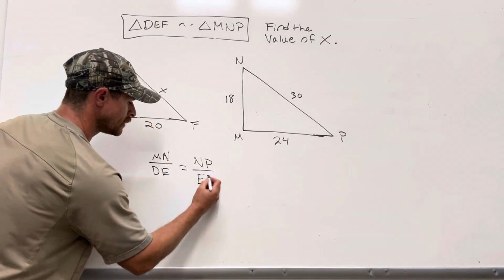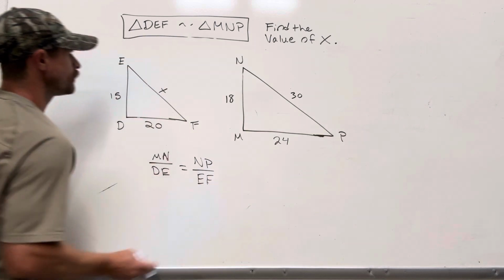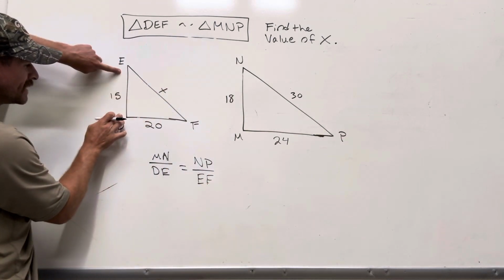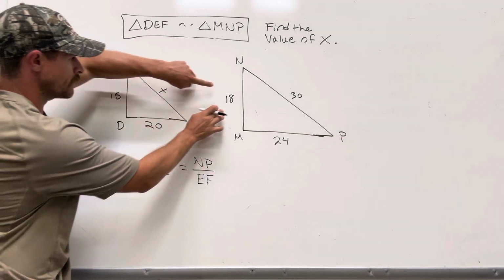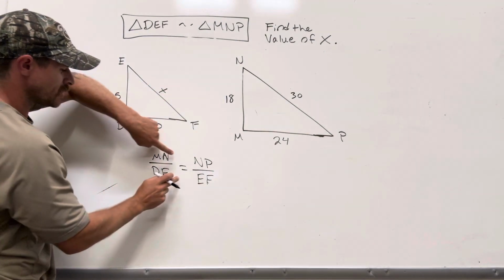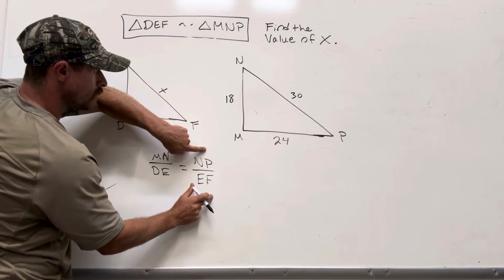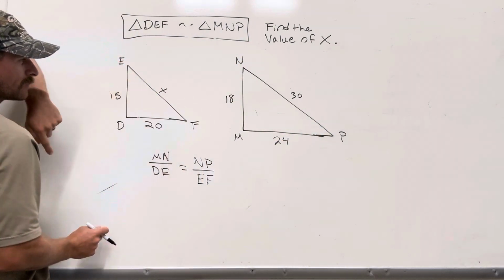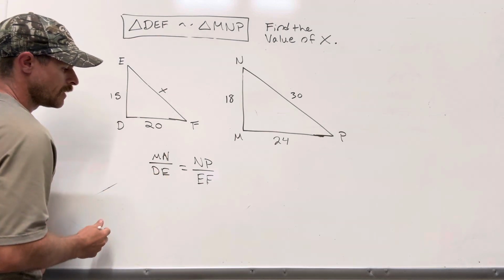So one more time, let's take a quick look at that. We've got this side length right here corresponding to this side length right here. We're dividing those two values to get that ratio, which is going to be proportional to this side length right here divided by this side length right here, which is also a corresponding side length. So we set that up.